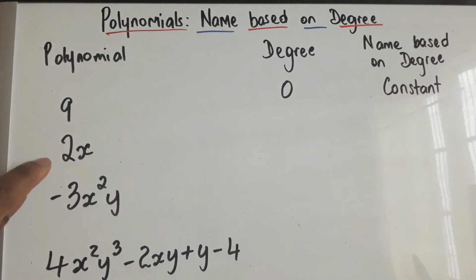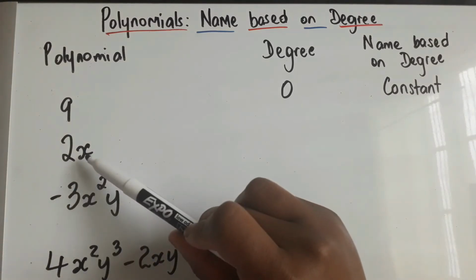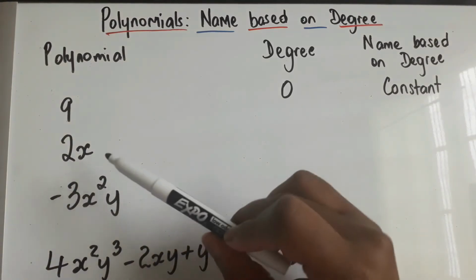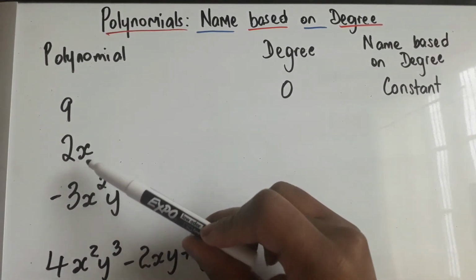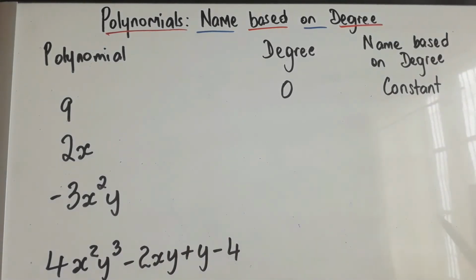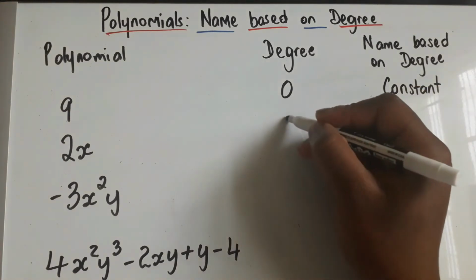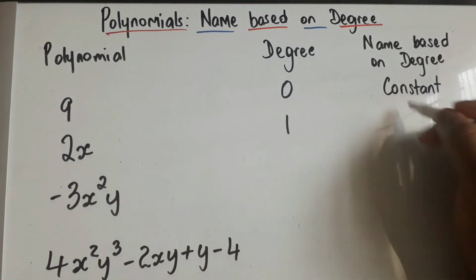Next, we have this polynomial, which is 2x, and this is another example of a monomial because it's just one term we're seeing here that is made up of a number and a variable. So for this polynomial, guys, obviously we're seeing a variable, right? So you need to ask yourself, what is the power of that variable? What is the exponent for that variable? Even though we don't see it, a 1 exists. So the degree of this polynomial, this monomial, is 1. And the name of this polynomial based on the degree is linear.